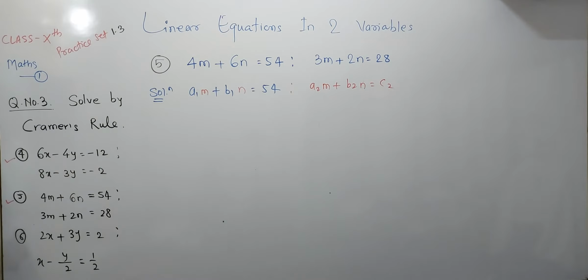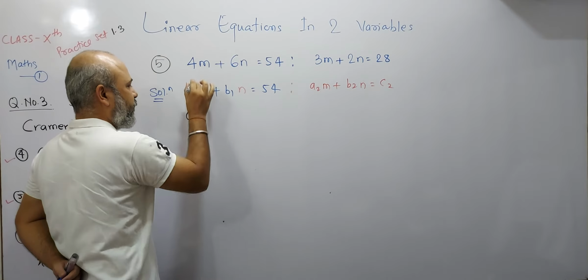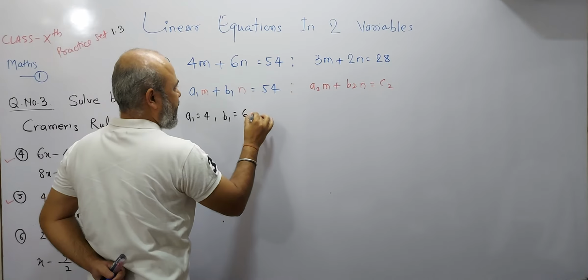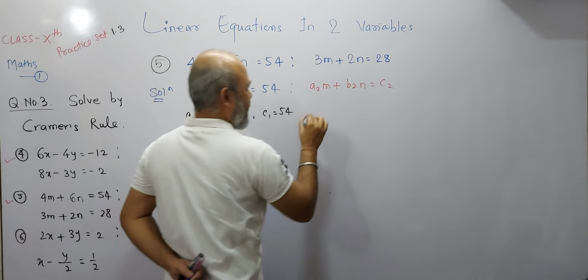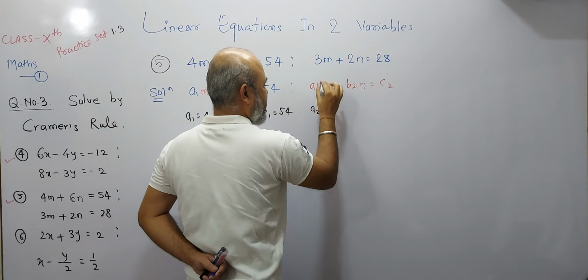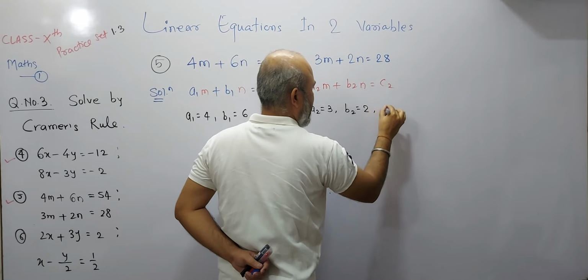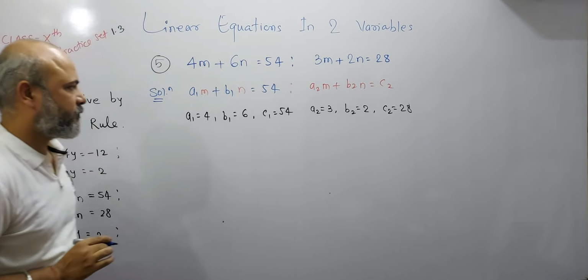Okay. So what is the value of a1 here? a1 is equal to 4. What is b1? b1 is equal to 6. And what is c1? c1 is equal to 54. Similarly, here the value of a2 is equal to 3. What is b2? b2 is equal to plus 2. And what is c2? c2 is equal to plus 28.